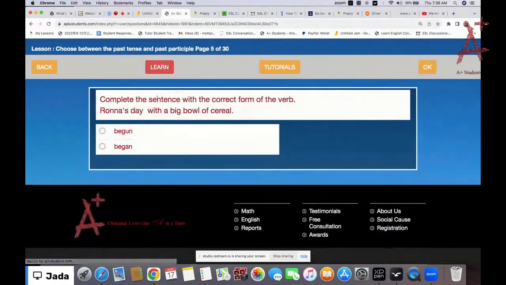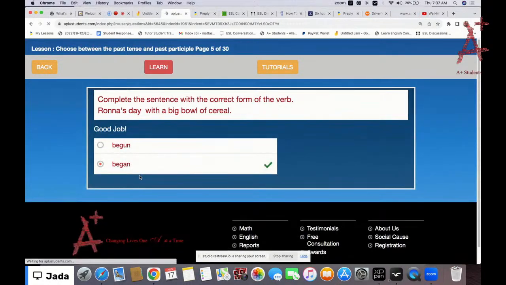Okay, perfect. And then the next one. Runners dash with a big bowl of cereal. Okay. So runners began with the big bowl of cereal. So which one? So it began or begun? Began. Okay, perfect.